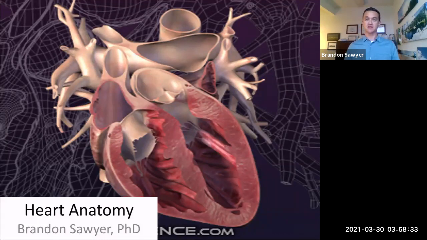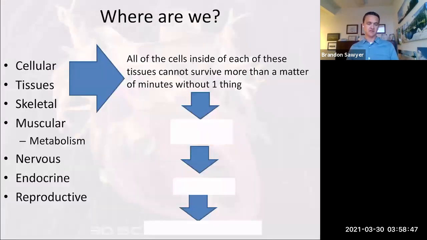Today we're going to start the cardiovascular system. So we just finished up the reproductive systems, and now we're going to move into the cardiovascular system. Today we're going to start with looking at the heart and looking at the anatomy and some of the tissues of the heart, the histology of the heart. So let's dive right in.